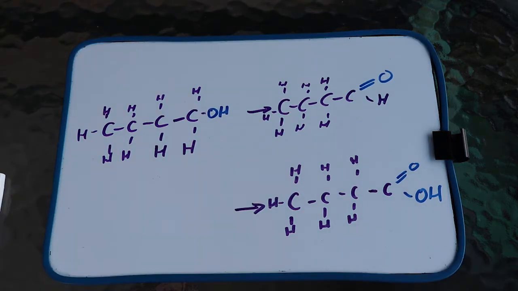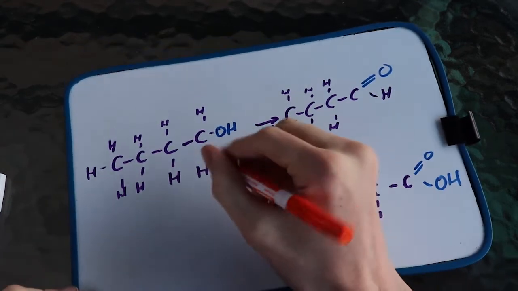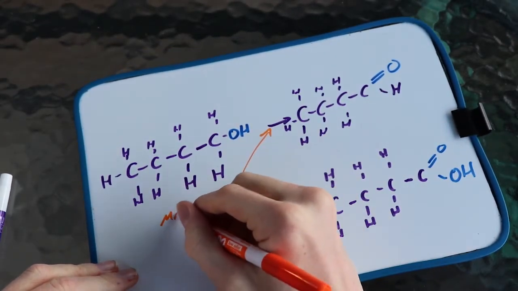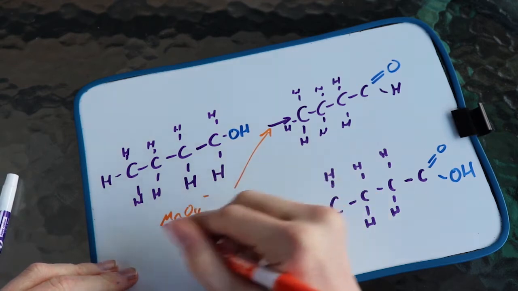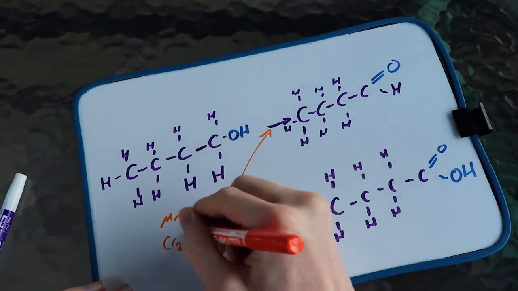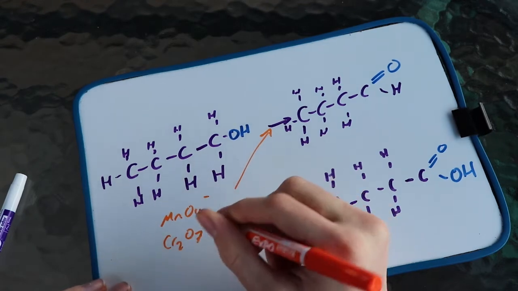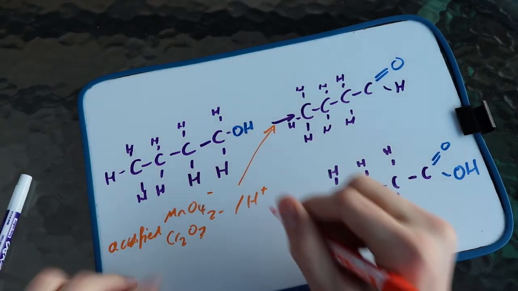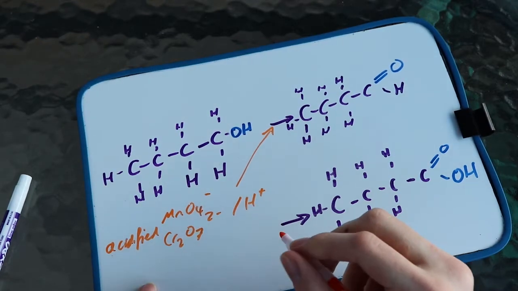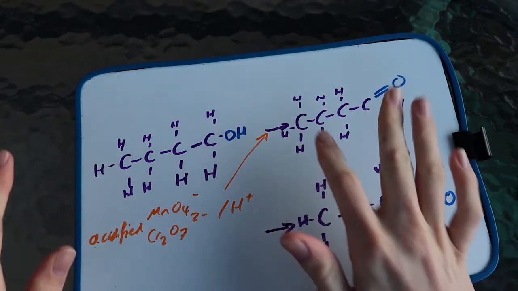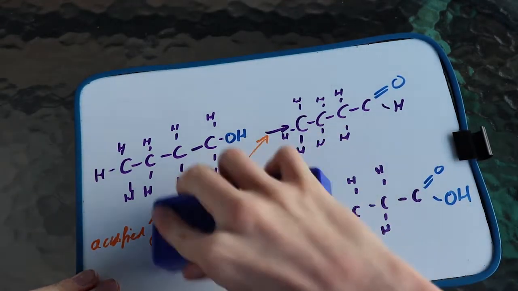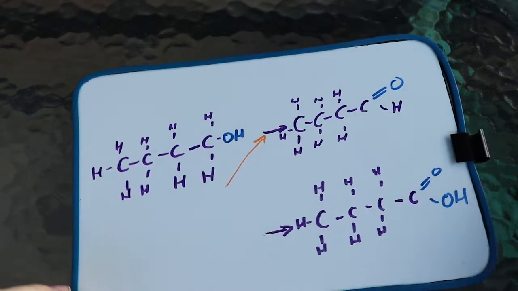And now, to undergo this reaction, we do need a specific kind of catalyst, which we would normally write here, above the arrow. We need either MnO4- or Cr2O7, and we need these to be acidified, which basically means that we just have some H plus as well in the solution, and that allows the mechanism for this reaction to carry out, and we're going to produce our carboxylic acids and our aldehydes.